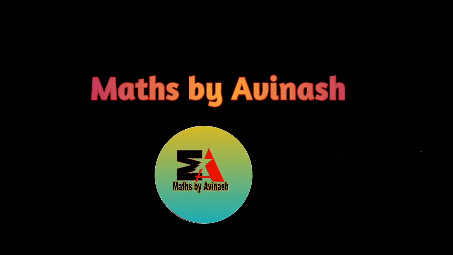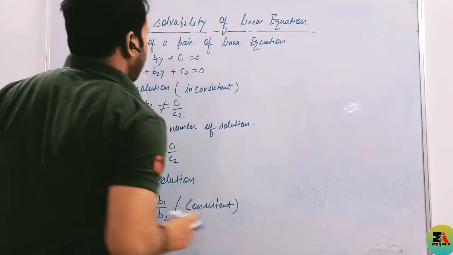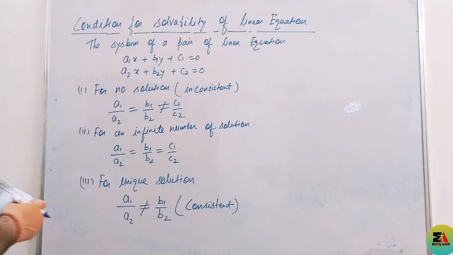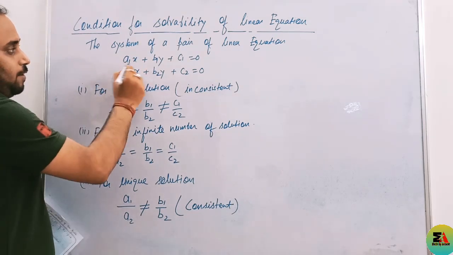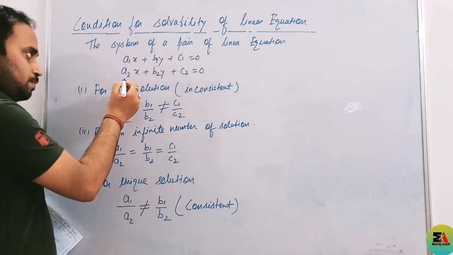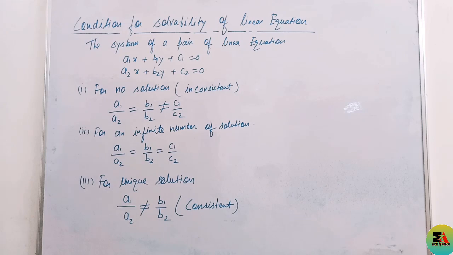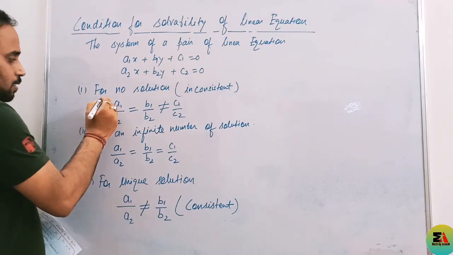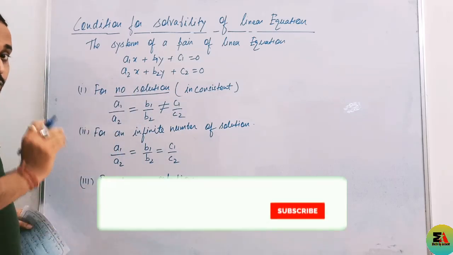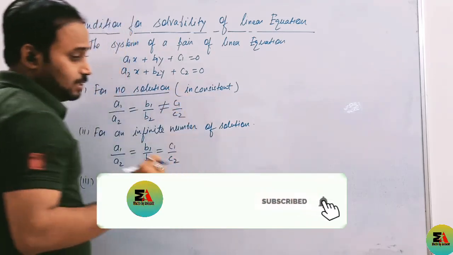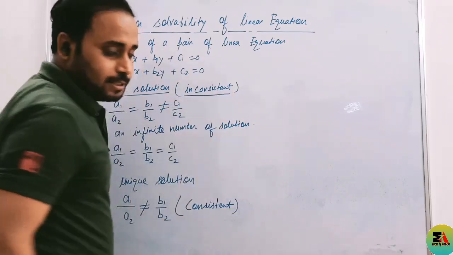Today, mainly in this class, we are going to discuss the main conditions for solvability of linear equations. Suppose we have a system of equations a1x + b1y + c1 = 0, a2x + b2y + c2 = 0. Then our first condition is when the system of equations has no solution. We already discussed the meaning of no solution in the graphical method. No solution is also called inconsistent solution.